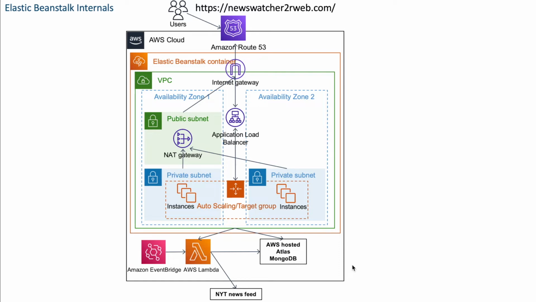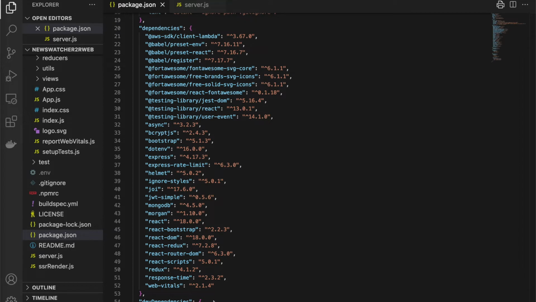The other piece that's hosted in AWS is Atlas MongoDB. There is a DocumentDB version of that. That's Mongo, hosted by Amazon AWS, and that is available as well. Then outside of AWS is the New York Times newsfeed. Now we can methodically walk through the code.